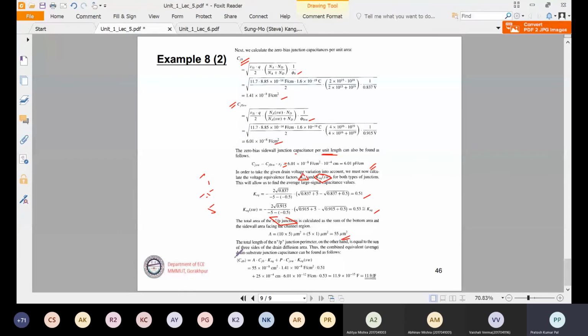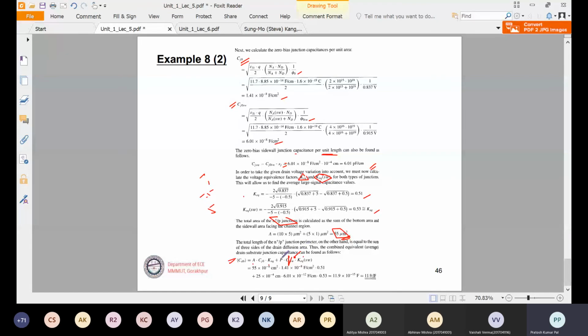So the final overall capacitance we will be getting is because of the side wall and because of the N plus and P plus channel regions. This will be the area multiplied by the Cj0 that we have already calculated, and the K equivalent that is given by this one. This area is because of the two faces that have the P plus and N region. Similarly, this capacitance is capacitance per unit length.